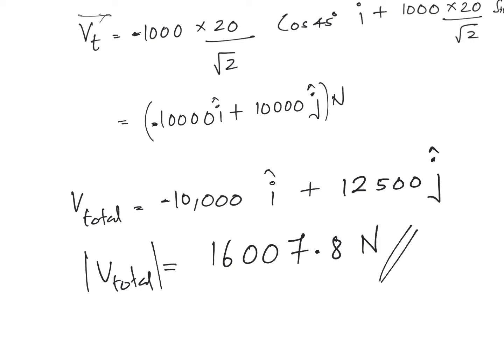Then the magnitude of any vector a i cap plus b j cap is root of a square plus b square. So that's it. You get the answer, and they are asking you what is the shear load on the bolt in terms of kilonewton. So your answer will be 17 kilonewton.